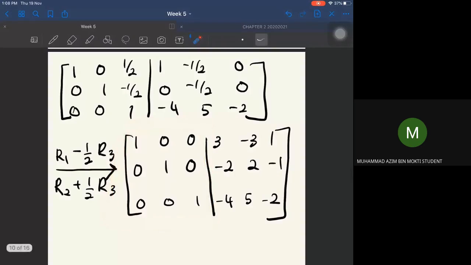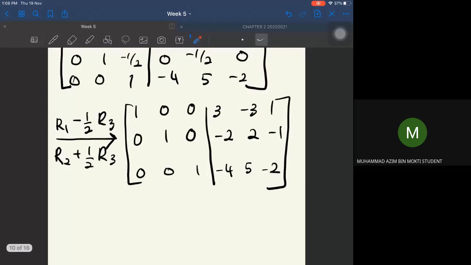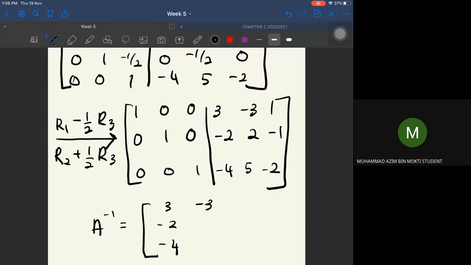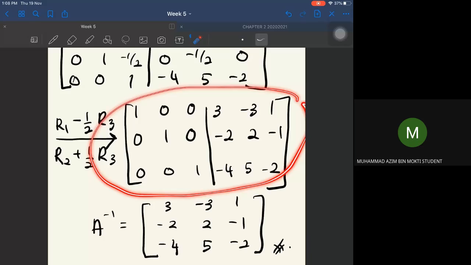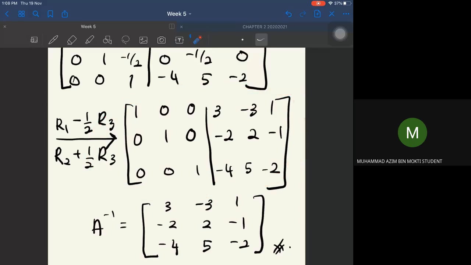Okay, so therefore what is your inverse matrix? So A inverse is equals to 3, negatif 2, negatif 4, negatif 3, 2, 5, 1, negatif 1, negatif 2. Awak tak boleh tinggal jawapan akhir kat sini tau, sebab examiner tak tahu apa yang mana satu inverse. Okay, so you kena tuliskan balik dalam bentuk matriks.